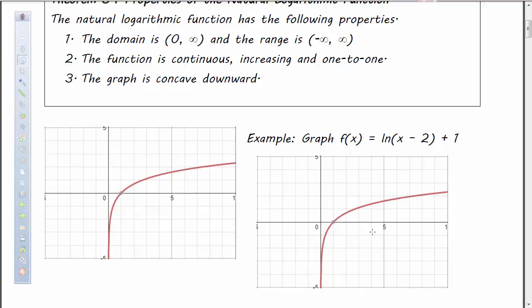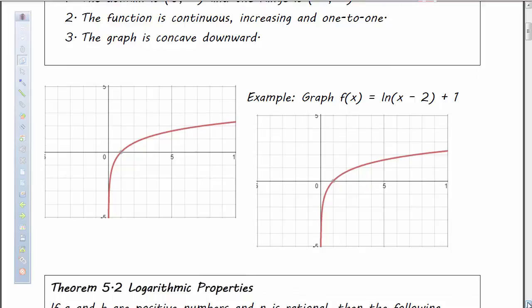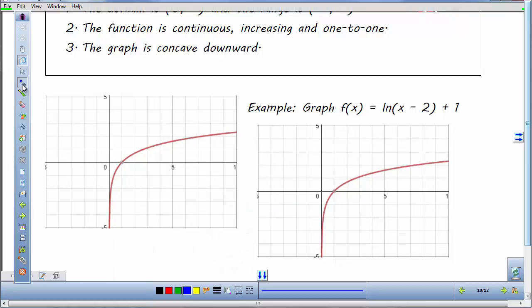So if I wanted to draw this, I would take my key point, go up 1 and then right 2. Then I can do the same thing with this asymptote. Of course, there's no need to move it up because it's going up forever anyway, but I can move it right 2. Here's my new asymptote. And the graph continues that same pattern going through this point. That's an easy way for us to get a transformation of that graph.